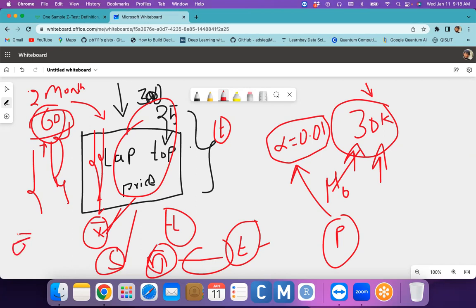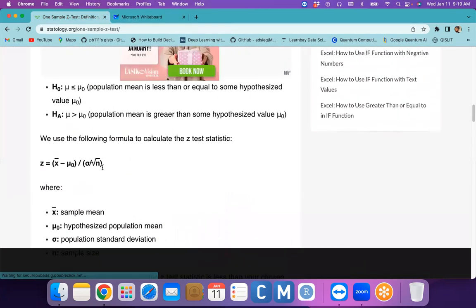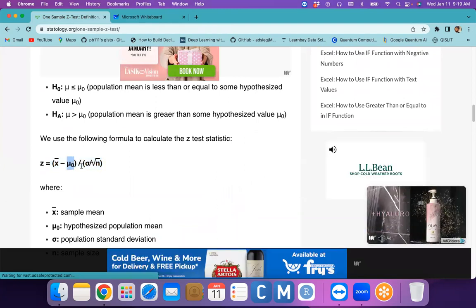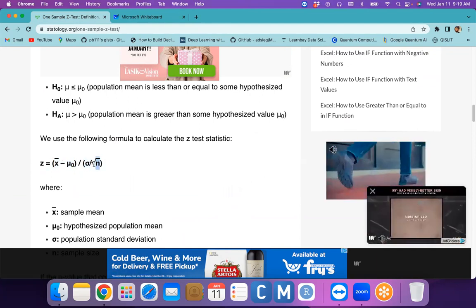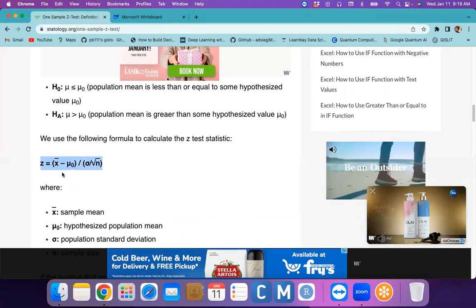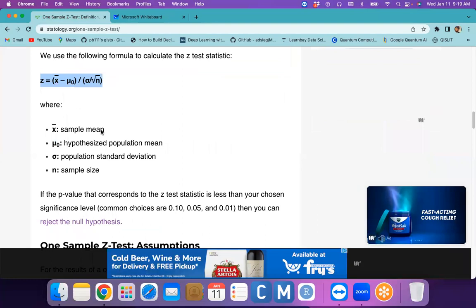When we have the population standard deviation and the sample size is more than 30, then you would go for the Z test. For the same Z test, you apply this particular formula. This is your 30k assumption, this is your population standard deviation, this is your sample mean, and this is your sample size. When you substitute your values into this formula, you will get the Z value.